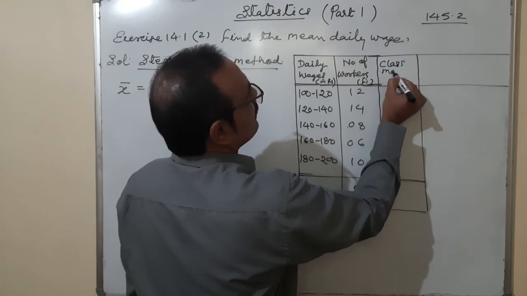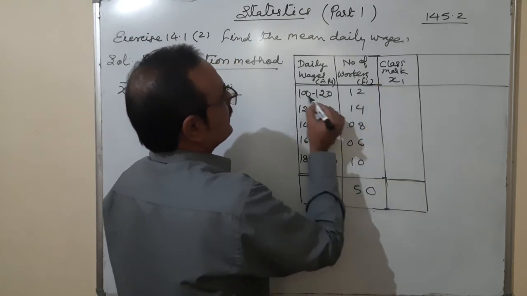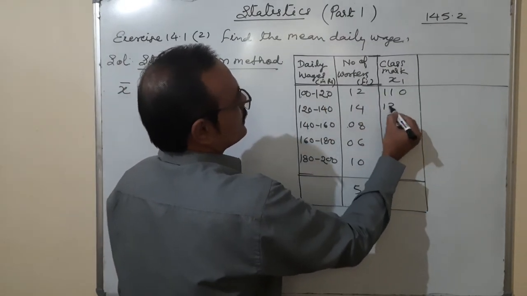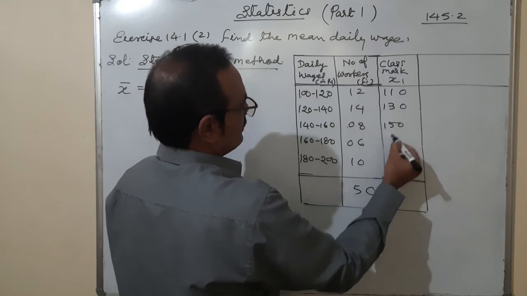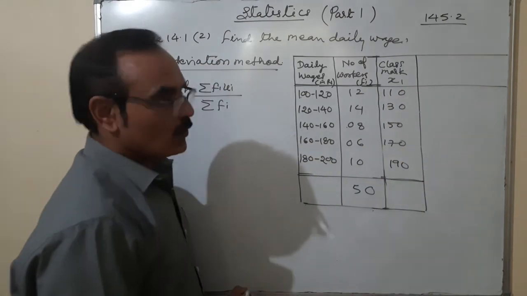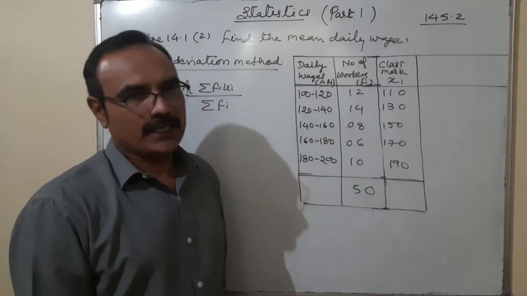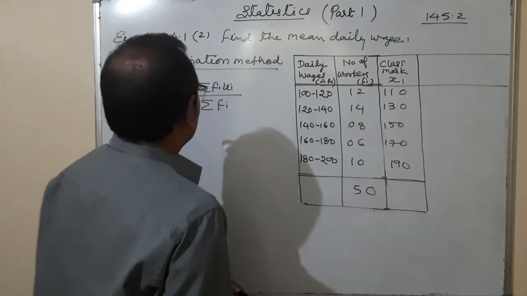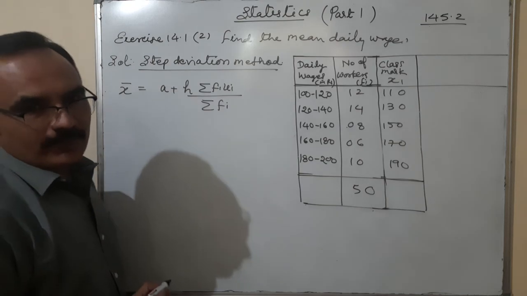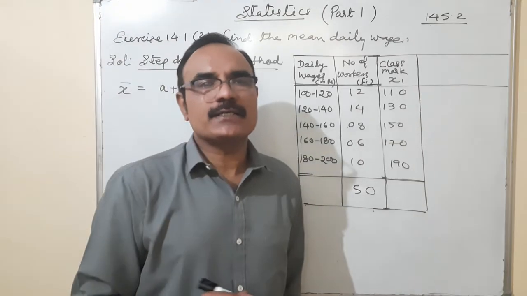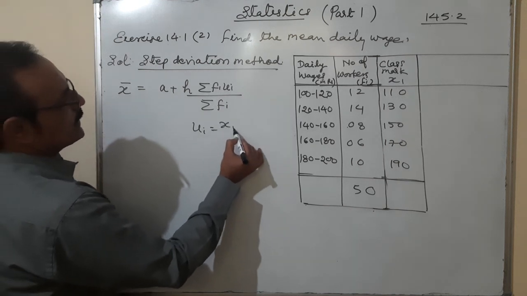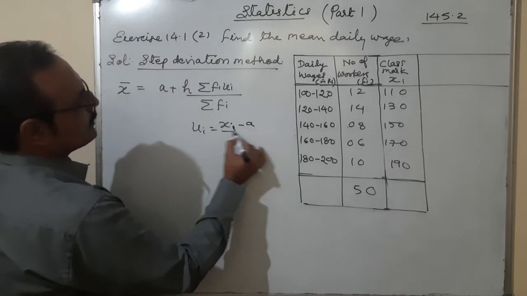Class mark xi. Xi: 100 plus 120 upon 2, 110, 130, 150, 170, and 190. These are 110, 130, 150, 170 and 190. Okay. Here we are finding the value of ui. Ui is equal to xi minus a upon h.